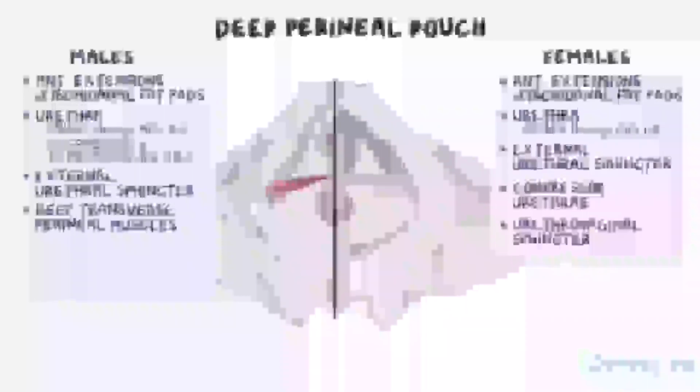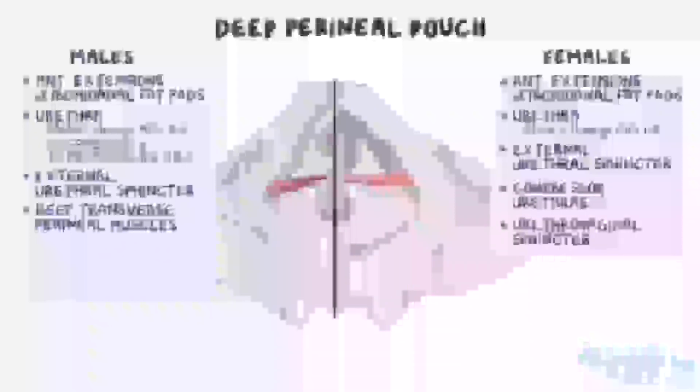Traditionally, it has been described that females have a sheet-like deep transverse perineal muscle. However, the current understanding is that this is not the case. Instead, there is a mass of smooth muscle at the posterior edge of the perineal membrane. In males, the deep perineal pouch also contains the bulbourethral glands, which are a pair of pea-shaped glands that lie below the prostate gland.